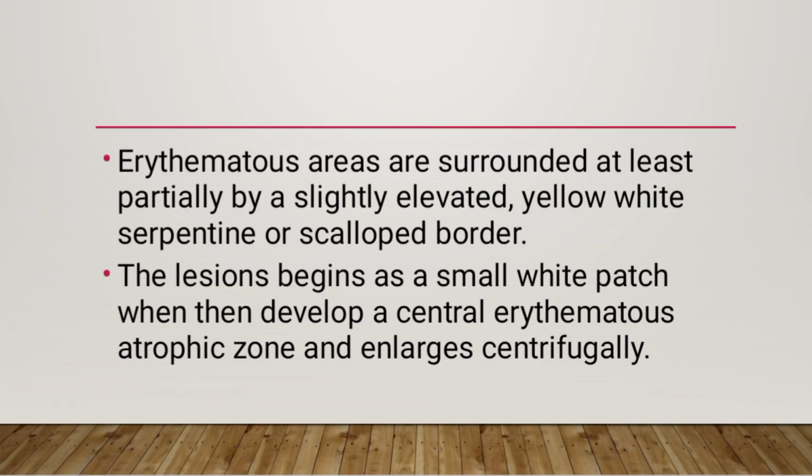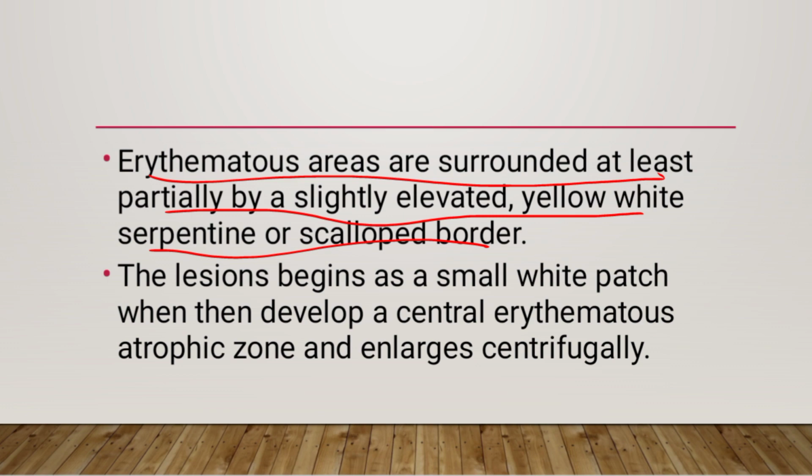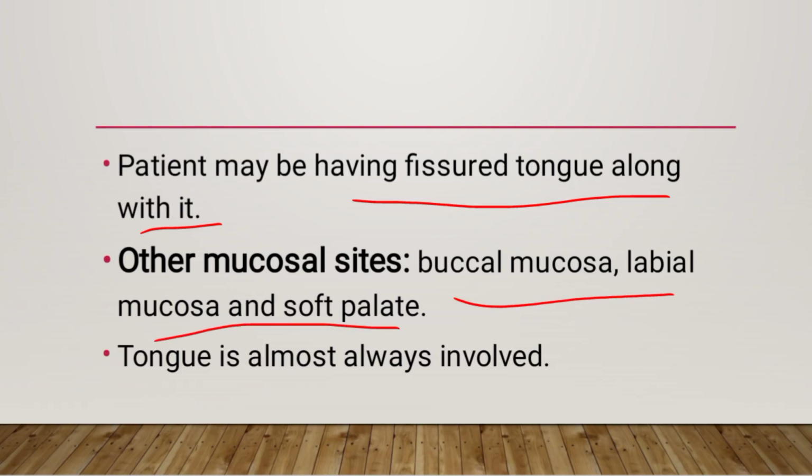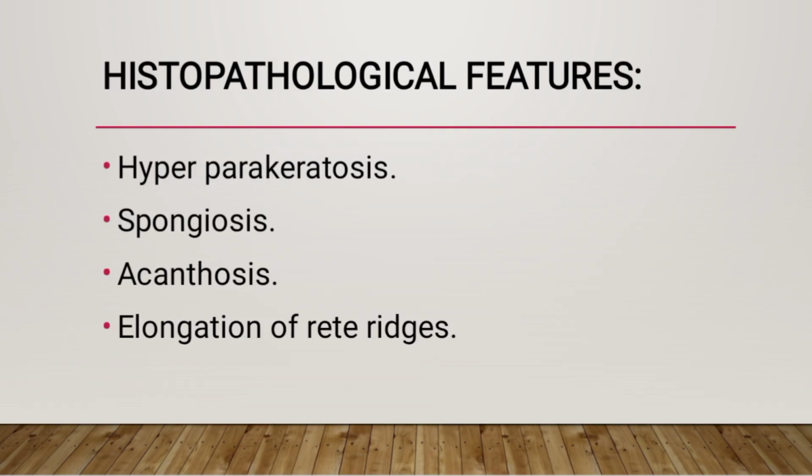The erythematous areas are surrounded at least partially by slightly elevated yellow-white serpentine or scalloped borders. It is a benign condition with small white patches having central erythematous atrophic zones that enlarge centrifugally. The patient may also have a fissured tongue along with it, and lesions can be present on the buccal mucosa, labial mucosa and soft palate. The tongue is always involved.